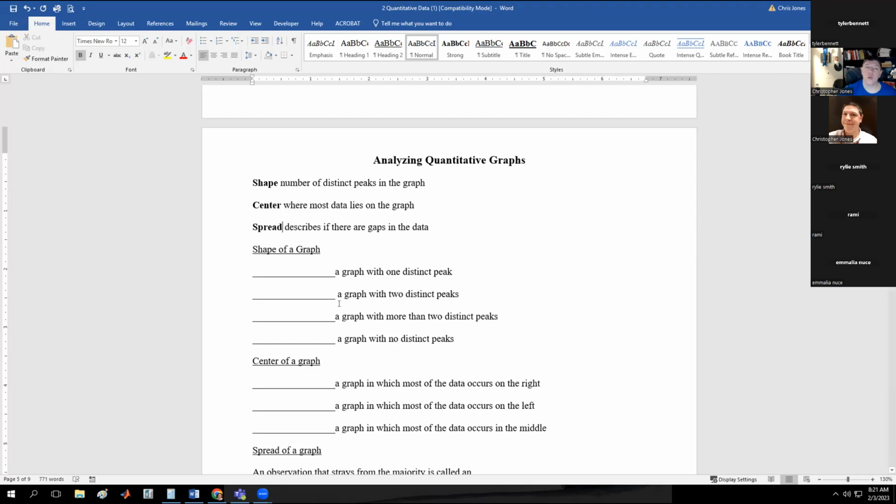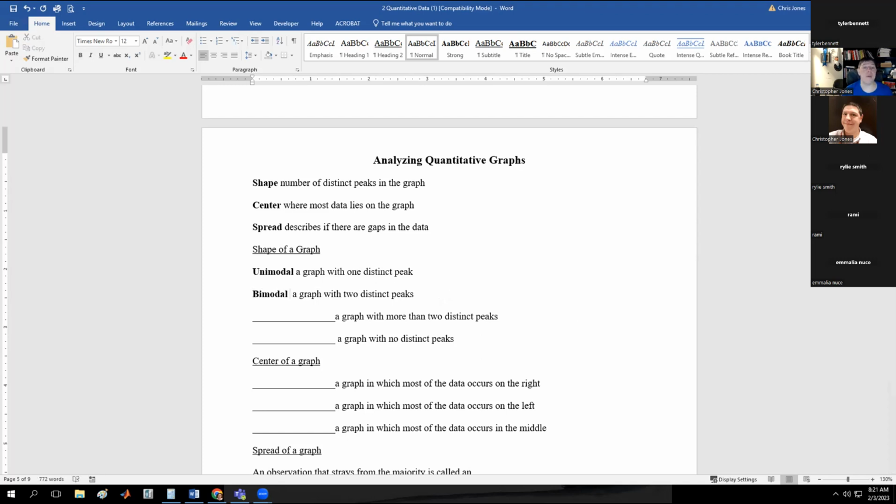When I talk about the shape of a graph, if it has one distinct peak, that's unimodal. If you look back at the histogram that we constructed on Wednesday, that was a unimodal graph because it had one peak, and I think the value was at 5. I think the highest number of observations was 5 for that. So again, if we have one peak in the data, that's unimodal. If we have 2 peaks in the data, we call that bimodal.